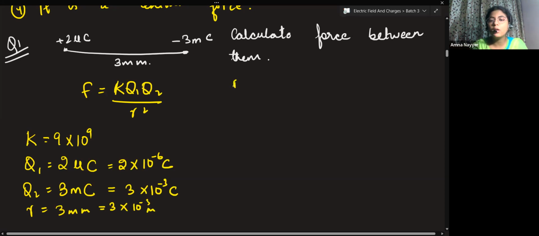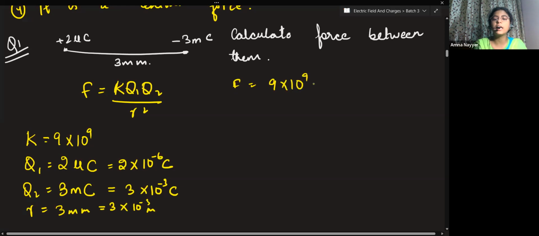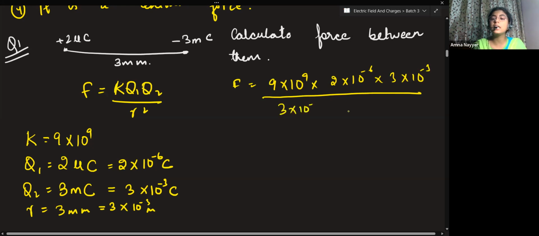Now you can put all the values in the formula of force. K is 9 into 10 to the power 9. Q1 is 2 into 10 to the power minus 6. Q2 is 3 into 10 to the power minus 3. R square means 3 into 10 to the power minus 3 times 3 into 10 to the power minus 3. I've written it twice because it is R square, so you have to multiply it 2 times. The 3 cancels, this becomes 3, and 3 multiplied by 2 gives 6.